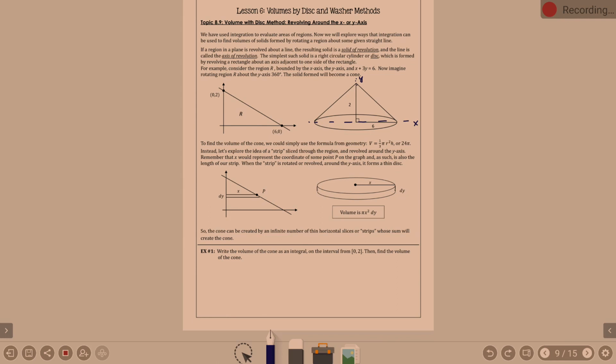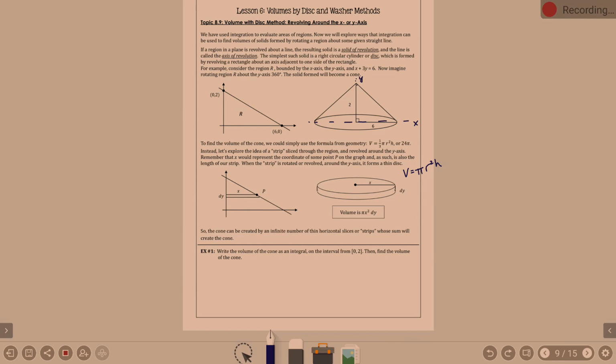Let's see, x would represent the coordinate of some point P on the graph and the length of the strip. When the strip is revolved around the y-axis, it forms a thin disk, dy, so the change in y. That dy or dx is always the height of that disk. So the volume of a cylinder is pi r squared h. Thus the volume of this disk is pi x squared dy, because this is a horizontal cylinder going around the y-axis, so that distance is x, and dy is the height. That's kind of the idea of what we're doing.